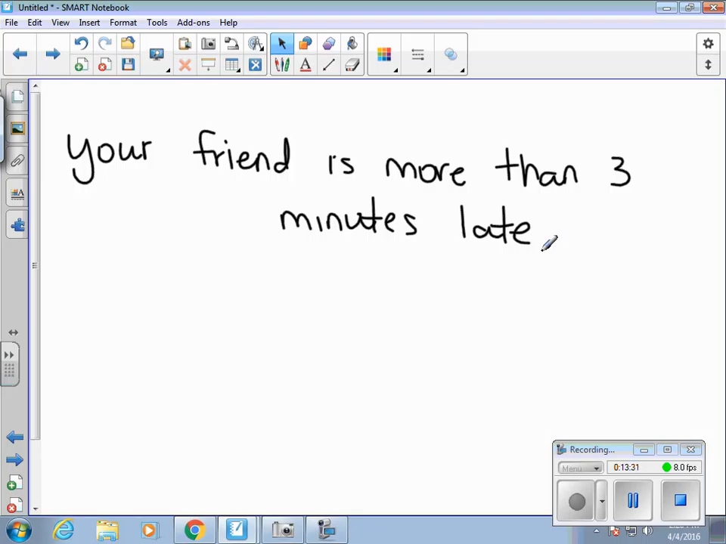What would be the inequality? When you think about this, you may want to think of a number line. Your friend is more than 3 minutes late. Are they 3 minutes late? No. But 3 is what I'm referring to, right? Because of my statement. Are they 4 minutes late? Yes. Are they 5 minutes late? 6 minutes late? 7 minutes late? So it can continue on.